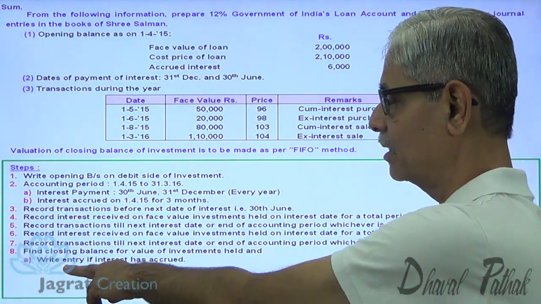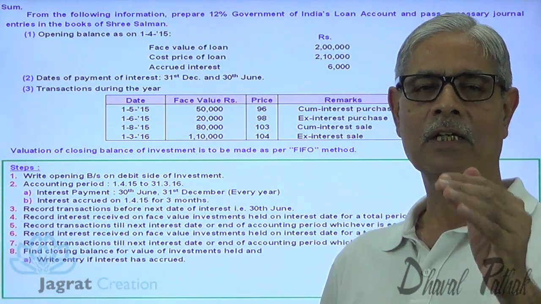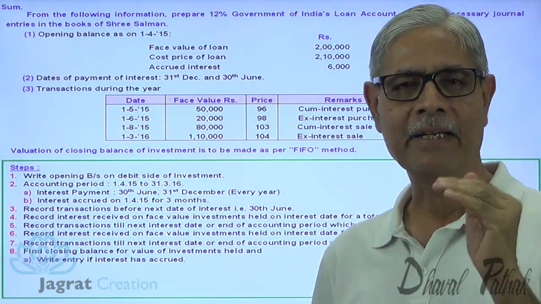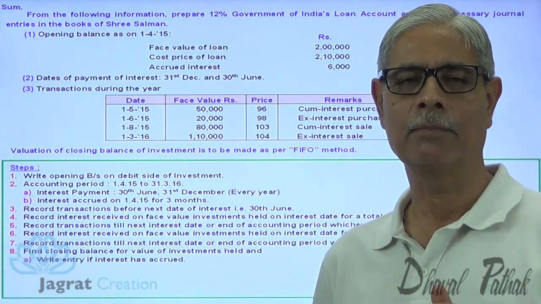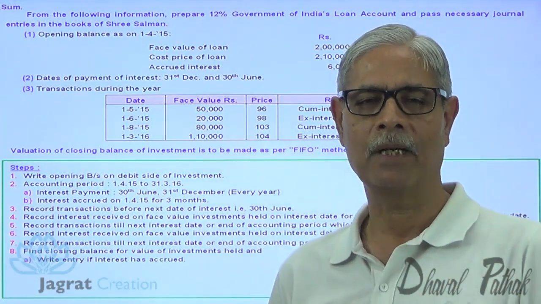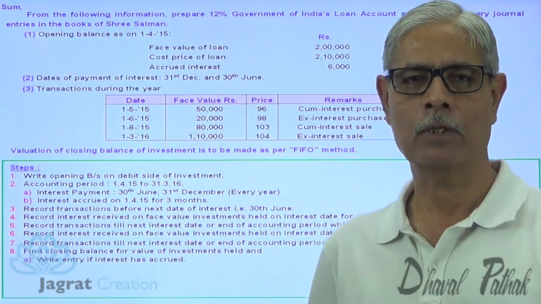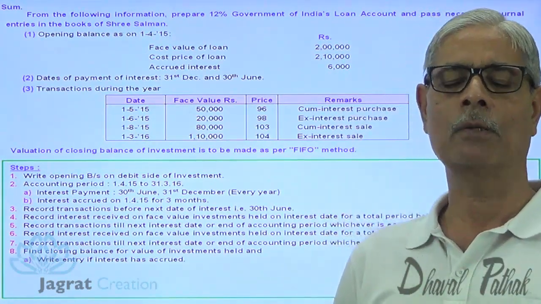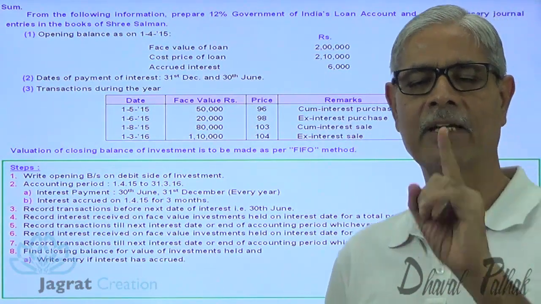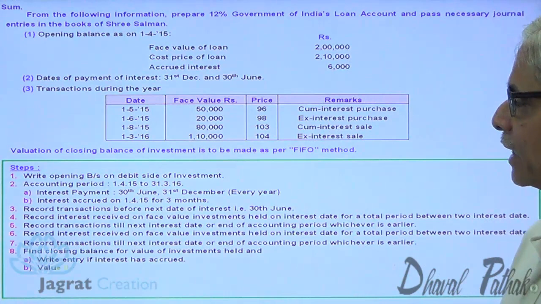Write the entry for interest accrued. So on 31st of March, the interest accrued will be recorded for 3 months because last interest was received on 31st of December. Now this is 31st of March. Accounting period ends on 31st of March. So 3 months have passed from last date of interest. So interest accrued gets recorded at the end of the year. Write the entry for interest accrued.